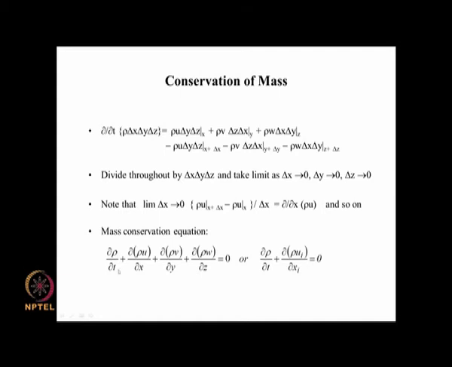So, dou rho by dou t plus dou by dou x of rho u plus dou by dou y of rho v plus dou by dou z of rho w equals 0, or d rho by dt plus d by dx i of rho u i equals 0 in index notation. This is the mathematical statement of the conservation of mass. In the next lecture we look at how to derive an equivalent mathematical expression for the conservation of linear momentum and so on.